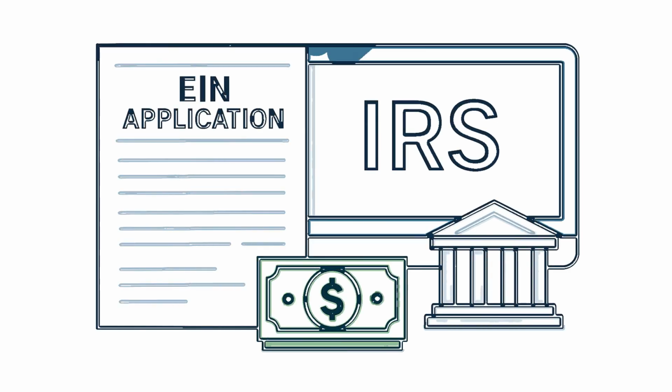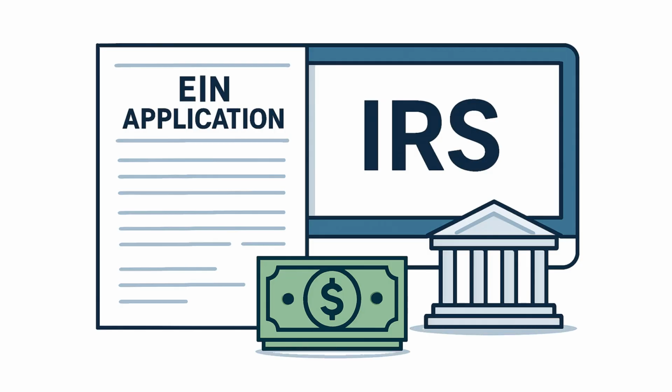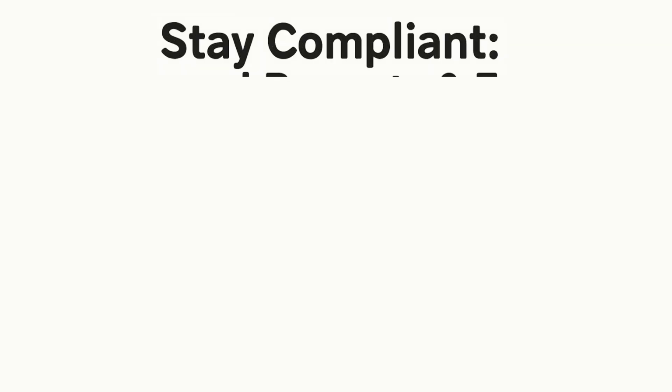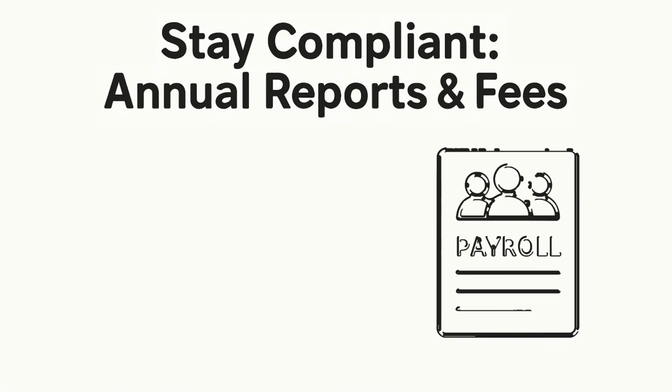Step 6. Get an EIN from the IRS. This is a federal tax ID number. You'll usually need it to open a business bank account and to handle payroll if you have employees.